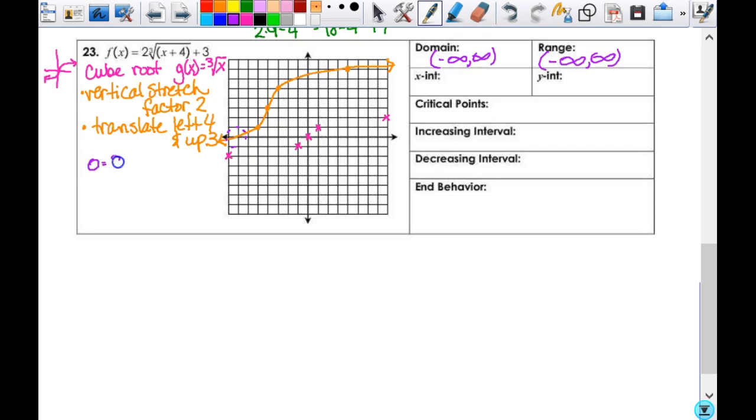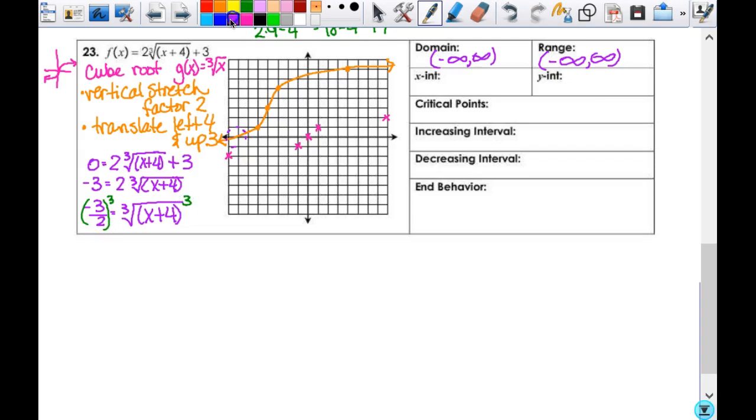So 0 equals 2 times the cube root of (x plus 4) plus 3. I'm going to subtract 3 from both sides, so I get negative 3 is equal to 2 times the cube root of (x plus 4). Then I have to divide by 2 before I can do anything else, so I get negative 3 halves is equal to the cube root of (x plus 4). Okay, so to get rid of the cube root, I'm going to have to cube both sides.